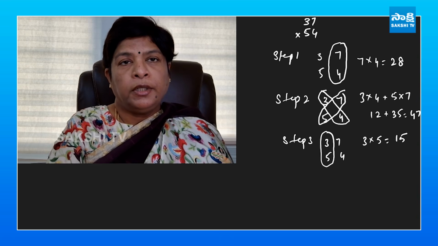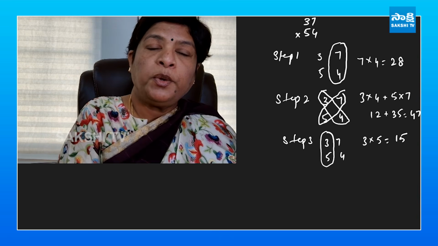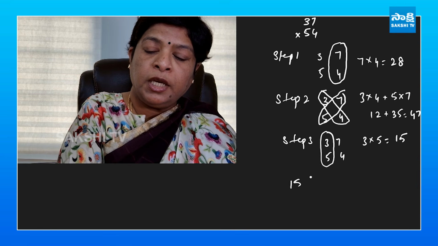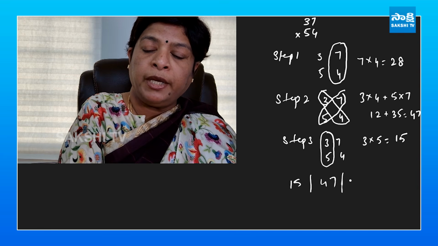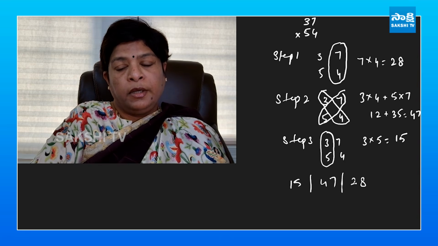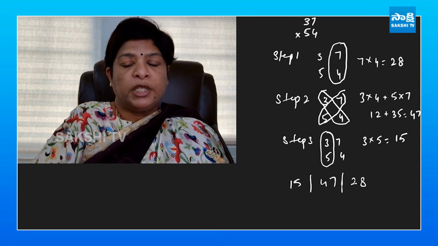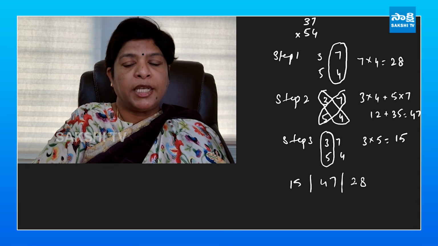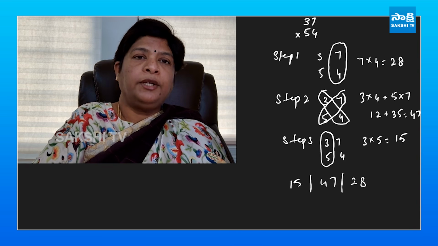As I mentioned earlier, the order is very important. So we're going to start with the third place, step 3. So step 3 is 15, step 2 is 47, followed by step 1. Again, as I mentioned earlier, each place value cannot hold more than a single digit. The extra digit needs to be added or carried forward to the next level. So we're going to apply the balancing technique to solve this.